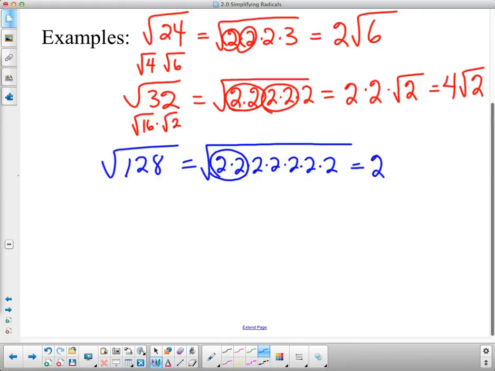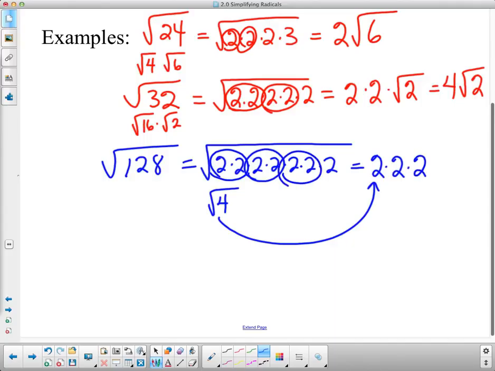Another way to think of it is when you pair that up, you're doing the square root of 2 times 2, which is 4. The square root of 4 is 2. So that's another way to think of it. Here's another pair. So what goes outside? Another 2. There's another pair. And then there's the lonely 2 that doesn't have anyone to hold hands and walk outside the square root with. So it has to stay.